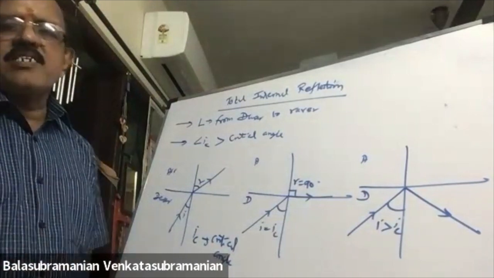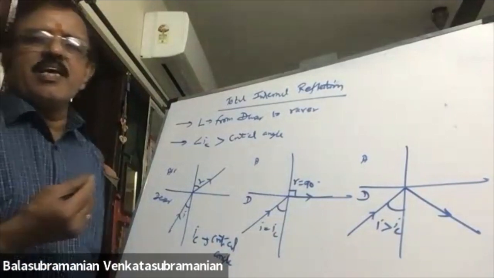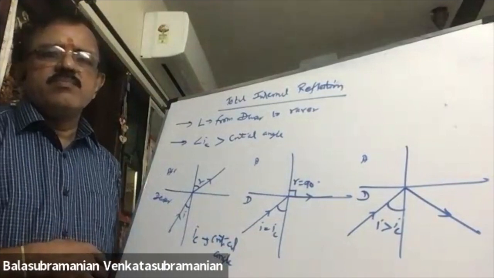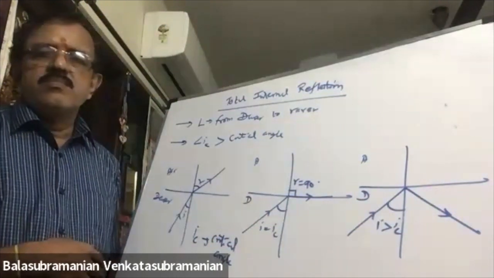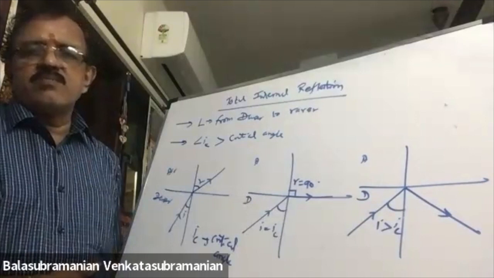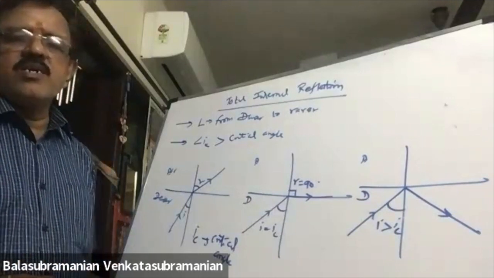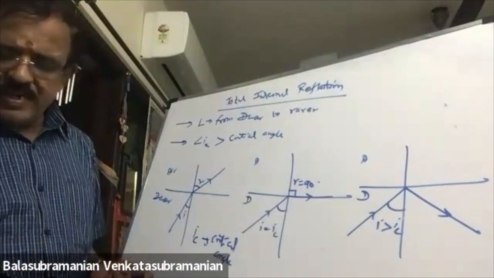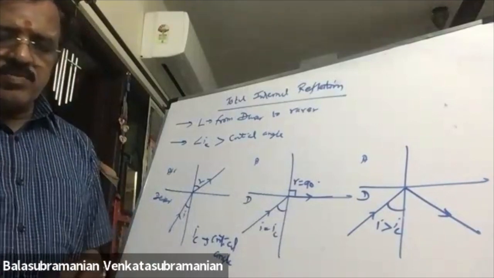We have some applications for total internal reflection: glittering of diamond and optical fiber are examples. In detail, we will do it in the next part.